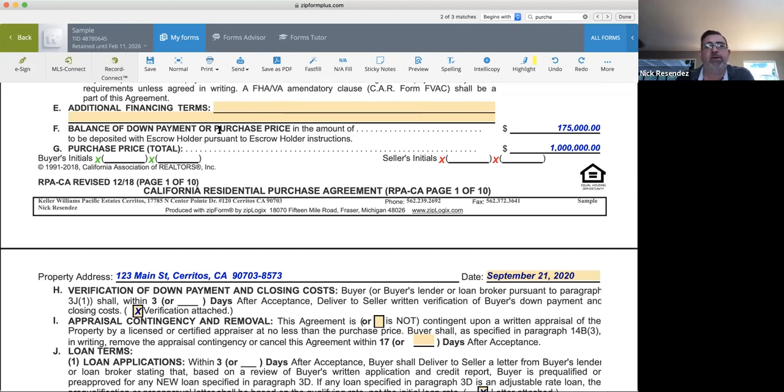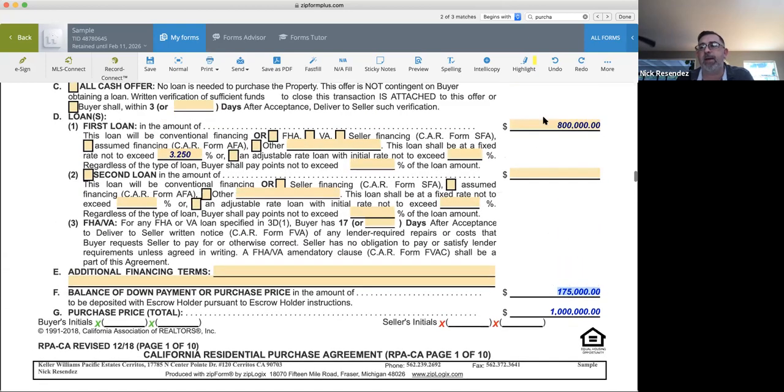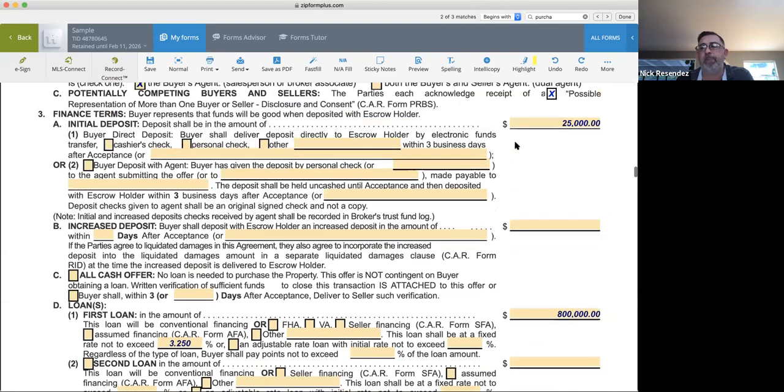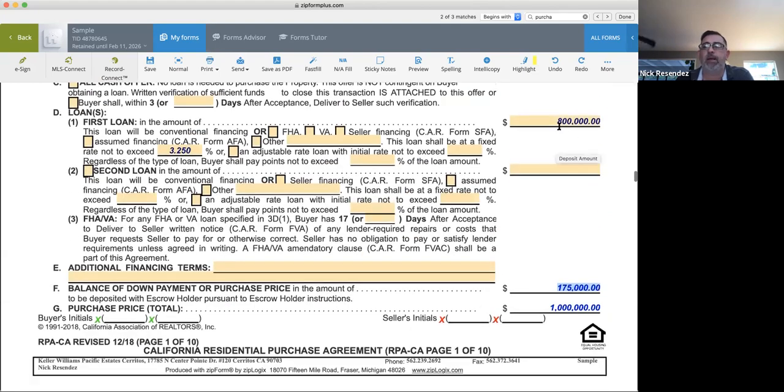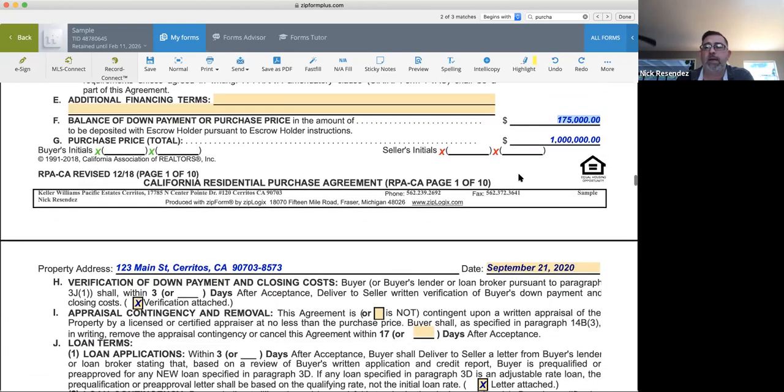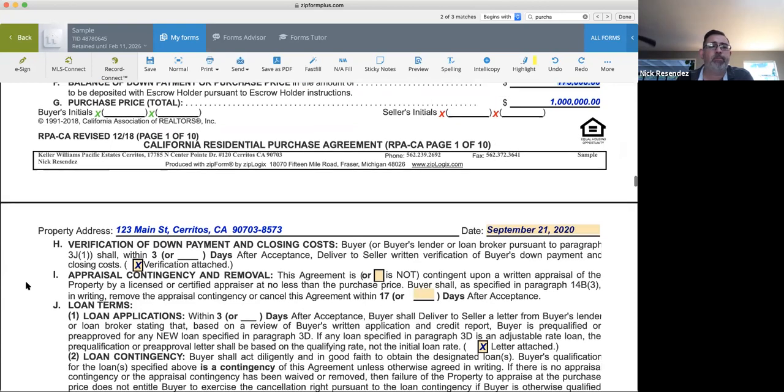The balance of your down payment or purchase price will automatically go here, right? Notice I can't fill this in. I can't change the down payment because it all does the math automatically based on your deposit and the amount of loan you're getting, the financed amount, okay? And then the total price, again, is reiterated. Everybody initials at the bottom of page 1. That's it. Let's keep going.